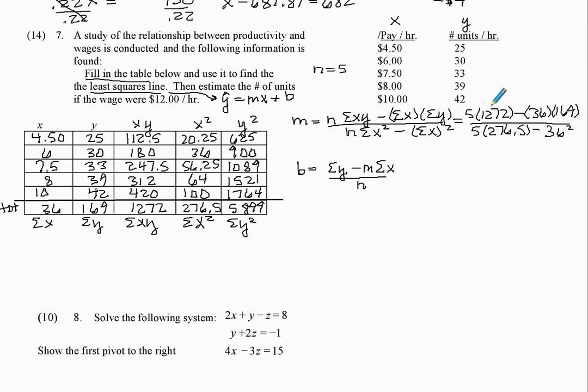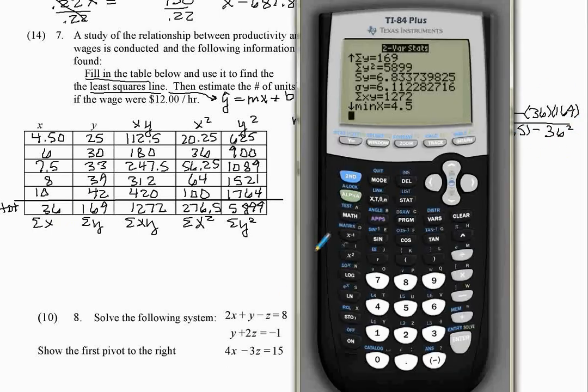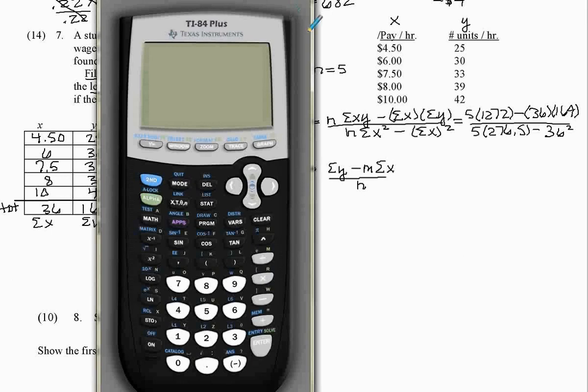And we can enter this into the calculator. Let's do that. So let's clear this out. Come over here. So we want to put that numerator in parentheses. So 5 times 1272, and then minus 36 times 169. So we only need parentheses to separate the top from the bottom. We don't need extra parentheses around the 36 and the 169 individually because the calculator's got order of operations.